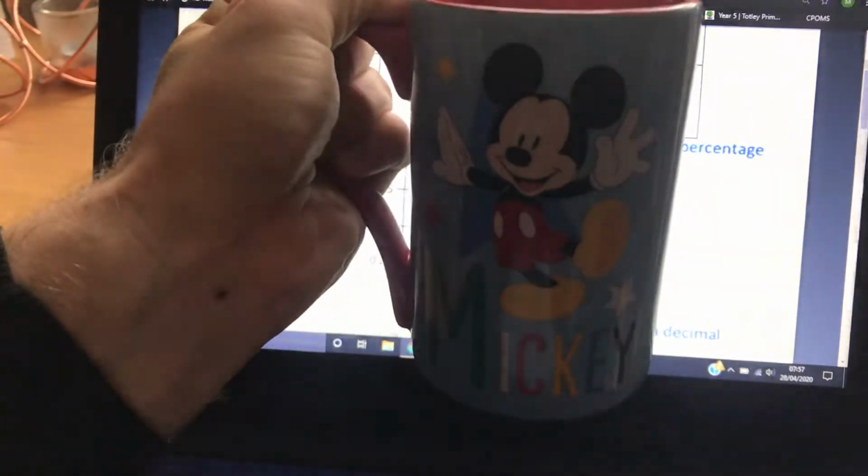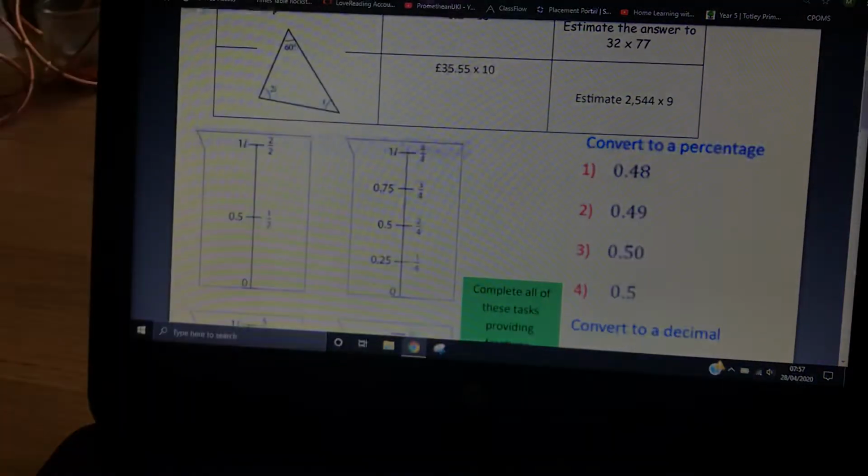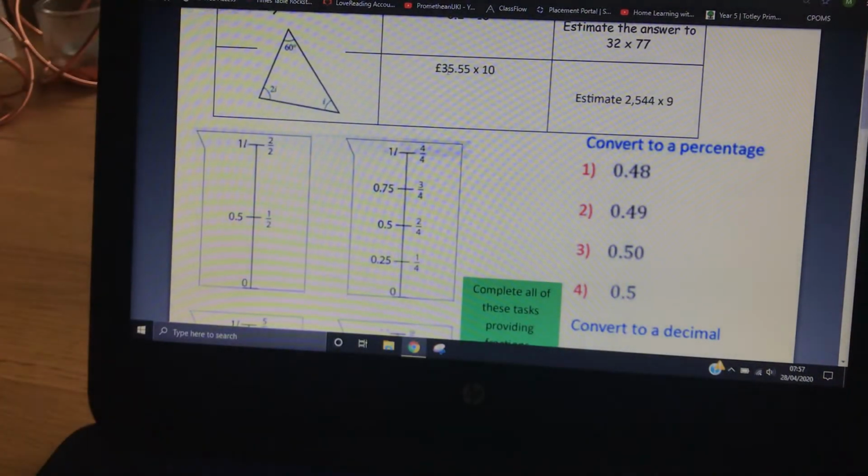Oh, this is my mug, by the way. Oh no, you can't see it. It's a Mickey mug. So, it's one of my favourite mugs.